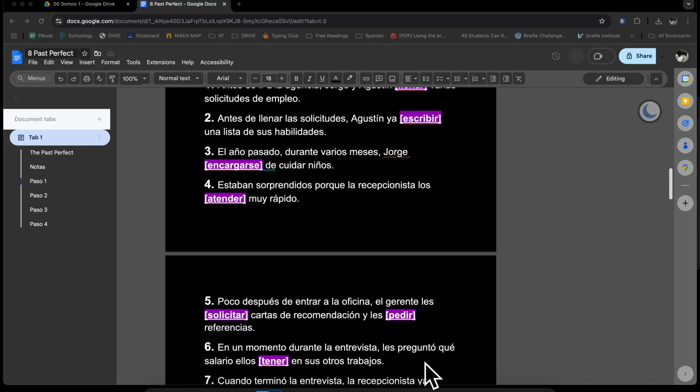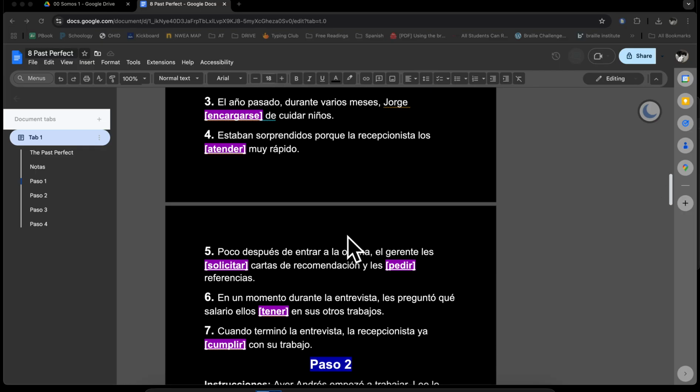Number 3, el año pasado, durante varios meses, Jorge encargarse de cuidar niños. Last year, throughout many months, Jorge was in charge of taking care of children. So there, remember, that's a reflexive verb, encargarse, to make oneself in charge of. So we would have to say, se había encargado. Jorge se había encargado de cuidar niños.